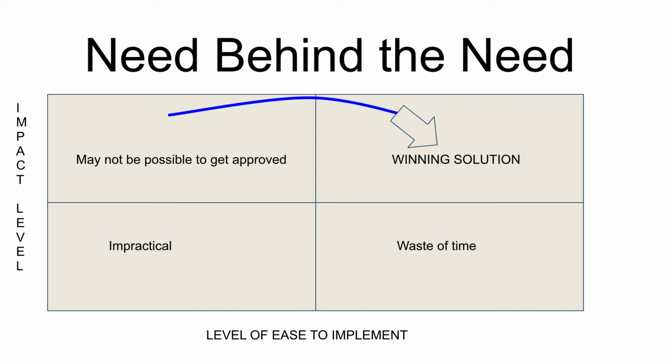So you're looking for the winning solutions, which are also oftentimes derived from the top left block. That's why the arrow's there. Your winning solutions a lot of times come from the brainstorming sessions, which identify things that you can't get approved. And that's a little graphic representation of the need behind the need.